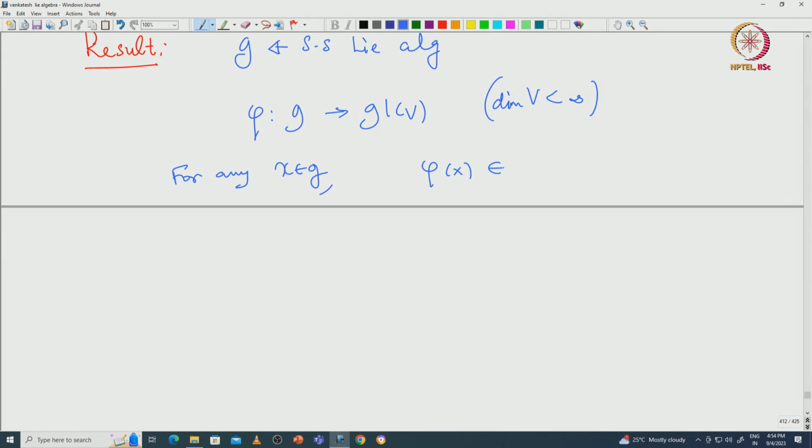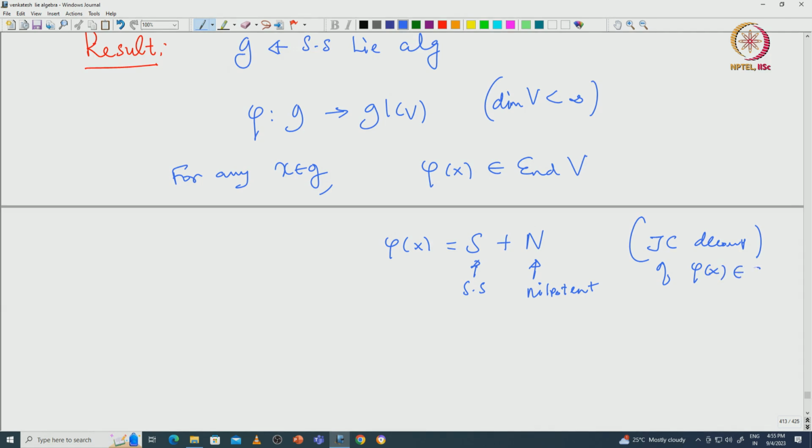As an element of endomorphism of V, phi of x has a Jordan-Chevalley decomposition. One can write it as capital S plus capital N, where S is semisimple and N is nilpotent. This is the Jordan-Chevalley decomposition of phi of x inside endomorphism of V.